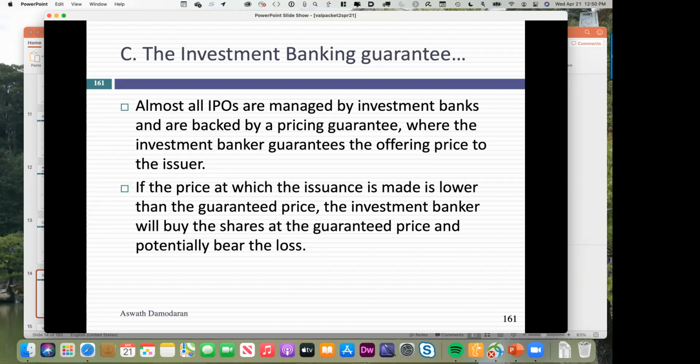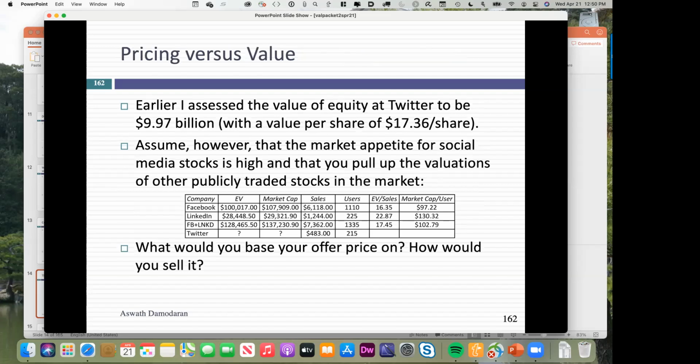So for about a century now in the US, that's how IPOs have been done. And because investment banks give this guaranteed price, they also tend to underprice IPOs. They knock them down by 10, 15%. So if you look at what happens on the offering day, you usually get that. But it's a pricing game. It's not a valuation game, it's a pricing game.